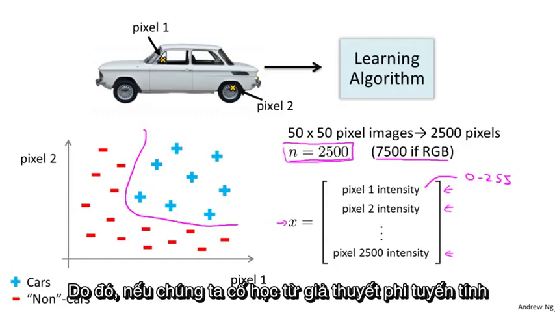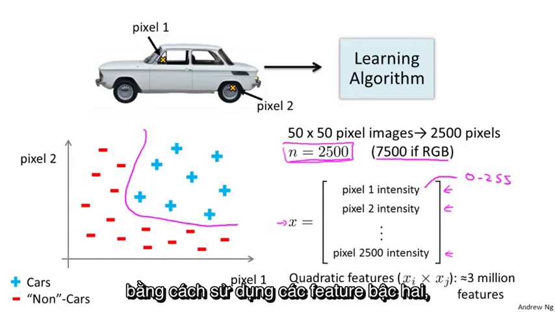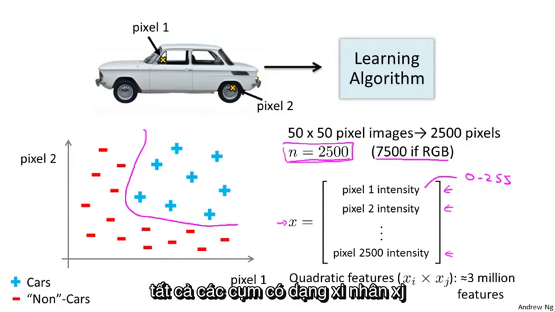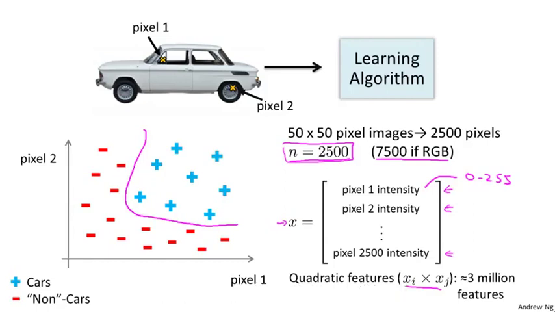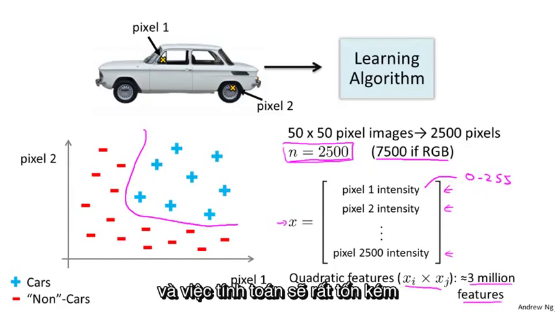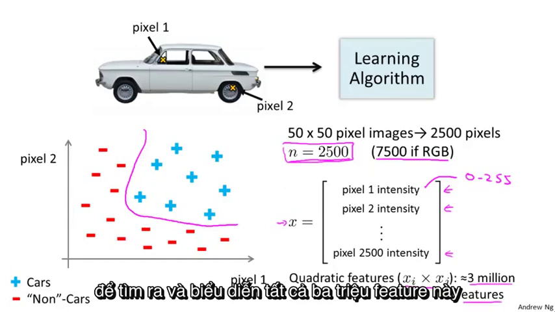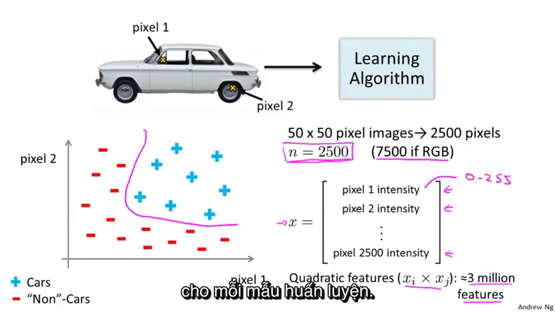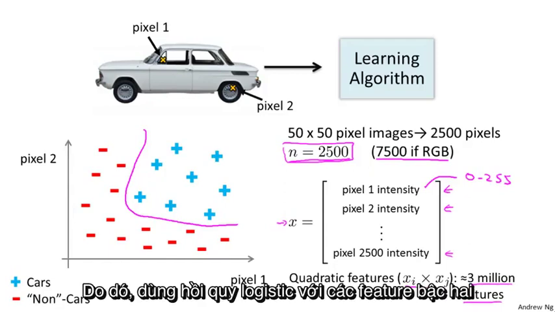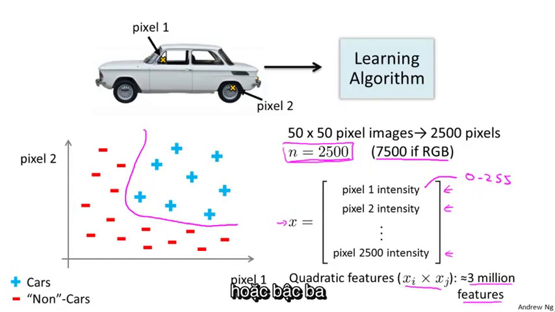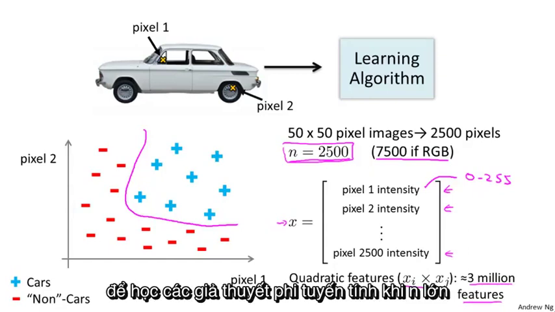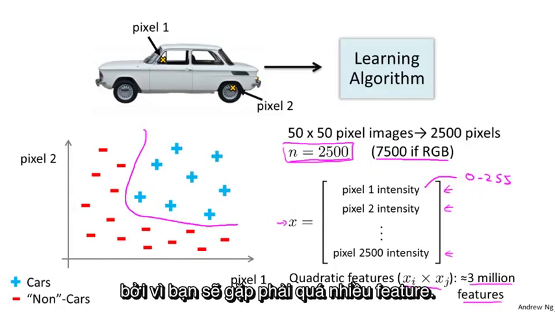So if we were to try to learn a nonlinear hypothesis by including all the quadratic features, that is all the terms of the form xi times xj, well, with 2500 pixels, we will end up with a total of 3 million features, and that's just too large to be reasonable. It will be computationally very expensive to find and to represent all of these 3 million features per training example. So simple logistic regression, together with adding in maybe the quadratic or the cubic features, that's just not a good way to learn complex nonlinear hypotheses when n is large, because you just end up with too many features.